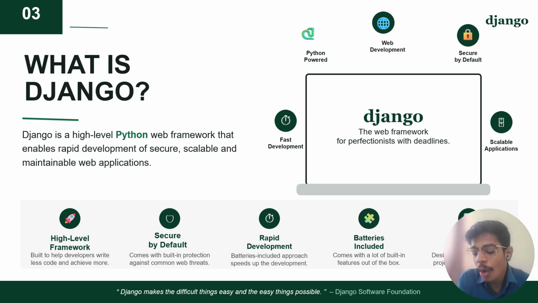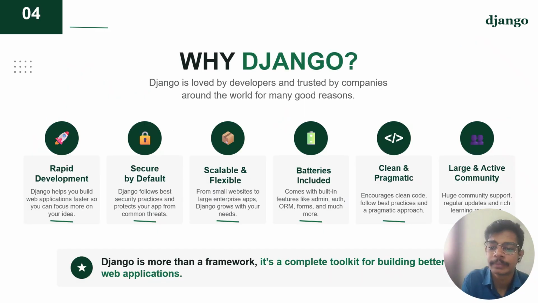Now that we know what Django is, let's see why developers choose Django over many other frameworks. So, why Django? Let's understand why Django became one of the most popular web frameworks in the world. The first reason is rapid development. Since Django provides many ready-made features, developers can build applications much faster and spend more time focusing on solving business problems instead of writing repetitive code.